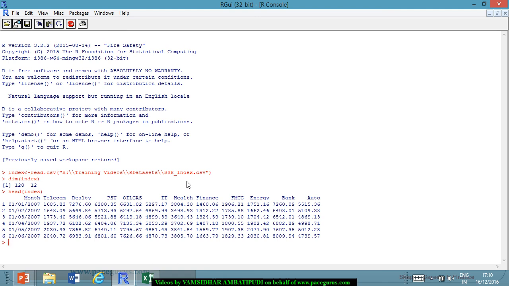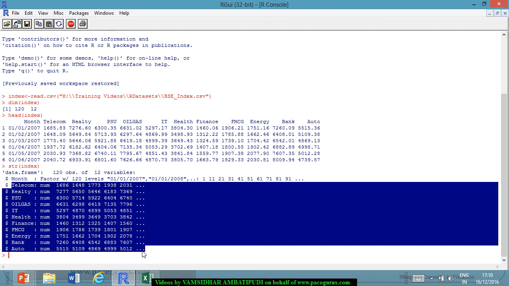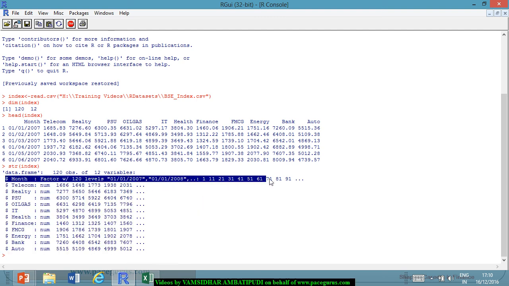So this is how the data is at this moment, and at the same time I can even understand the structure of this entire data frame, which tells me that all these are numbers, but this one is actually not a date, it's actually a factor with 120 levels. It's looking like a character or the factor. So that's one thing, I need to convert it into a date, right? Or if I have to use it as a time series, I have to convert it as a date. That's something that we are going to look at.